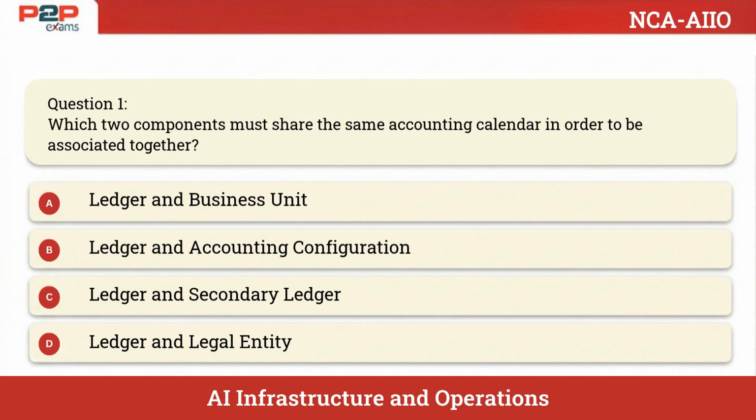Question 1. Which two components must share the same accounting calendar in order to be associated together? A. Ledger and Business Unit. B. Ledger and Accounting Configuration. C. Ledger and Secondary Ledger. D. Ledger and Legal Entity. Pause for a few seconds and consider your answer.